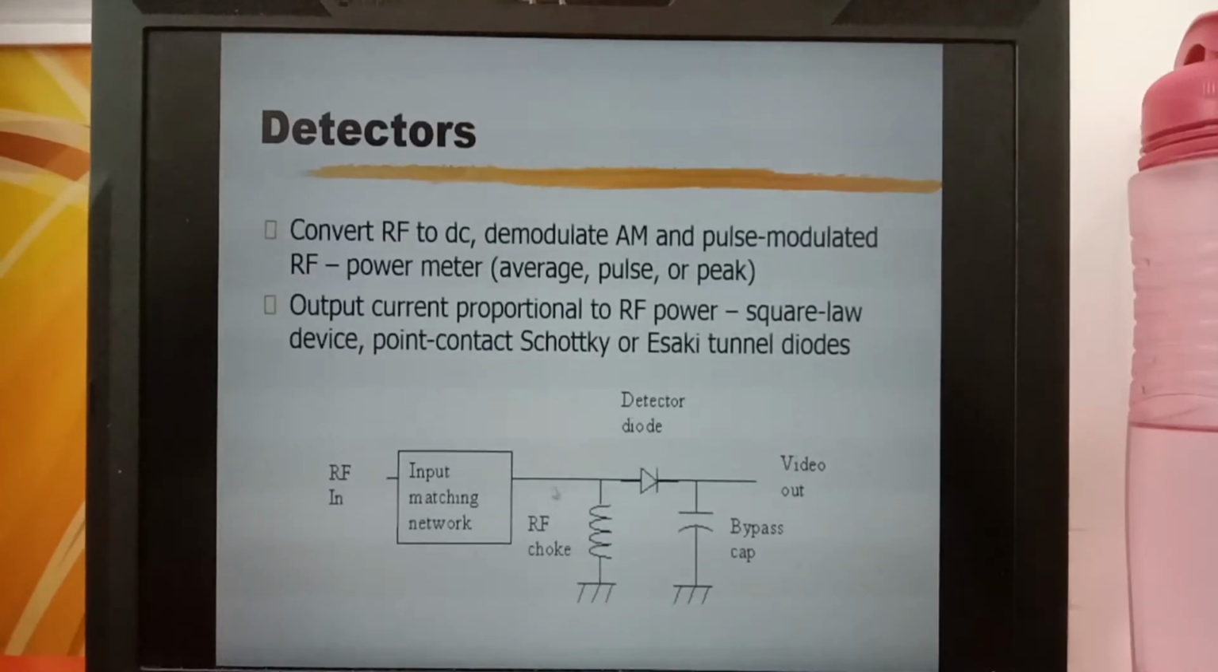Of course, the input impedance of the diode detector may not be matched. So typically, we will need an input matching network.